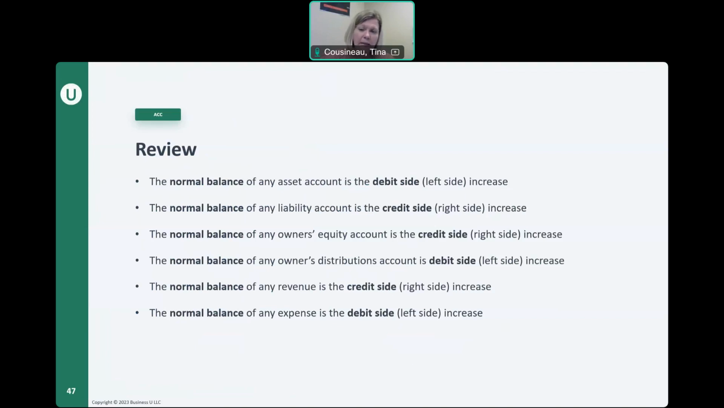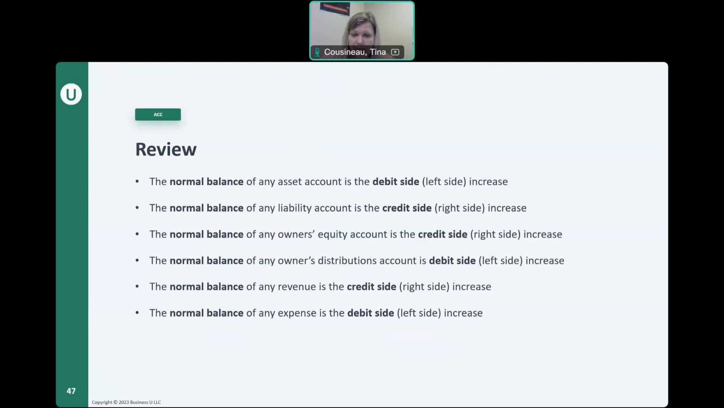It's on the right-hand side of the equation, and it's an increase. The normal balance of the owner's equity account is a credit. It's on the right-hand side, and that's an increase. The normal balance of the owner's distribution account is a debit. It's on the left-hand side, and it's an increase. The normal balance of a revenue account is a credit with an increase. And then the normal balance of an expense account is a debit, and that's an increase.